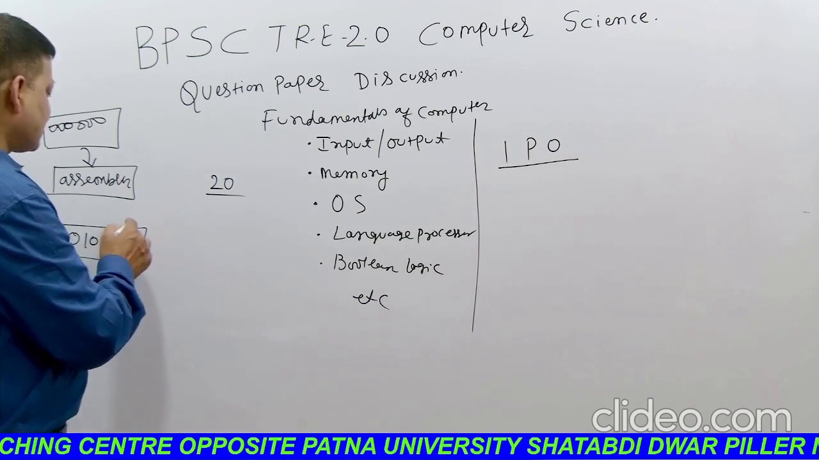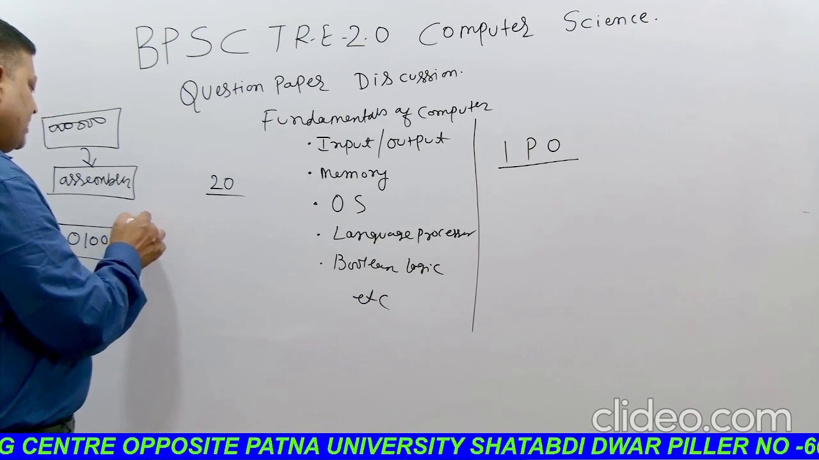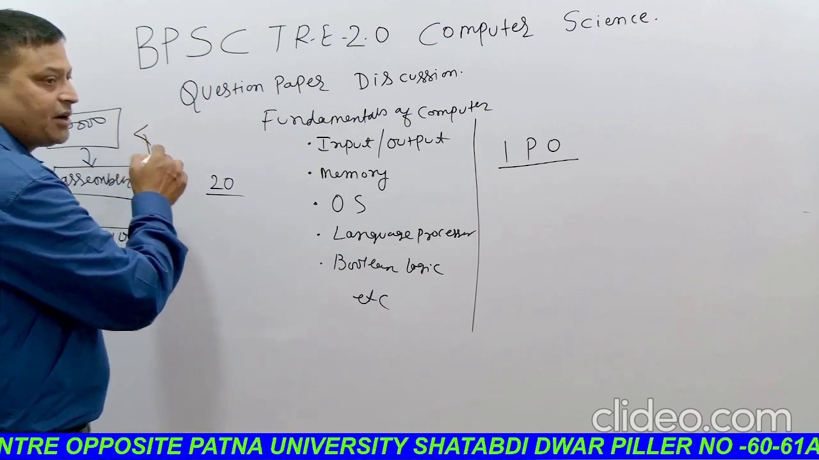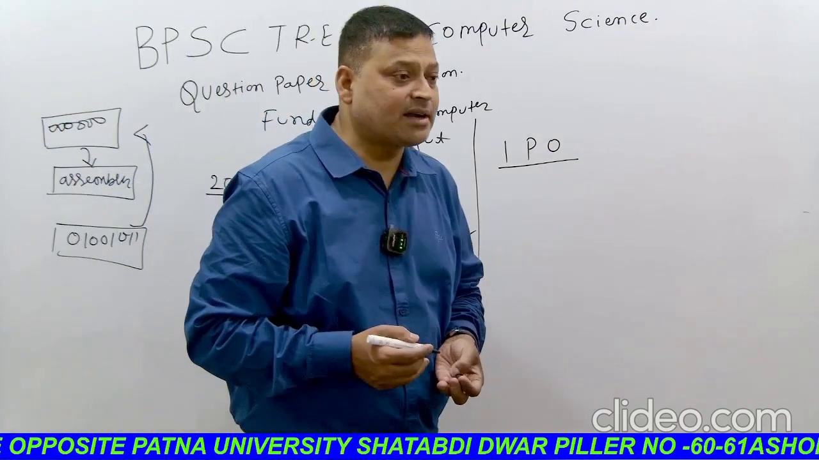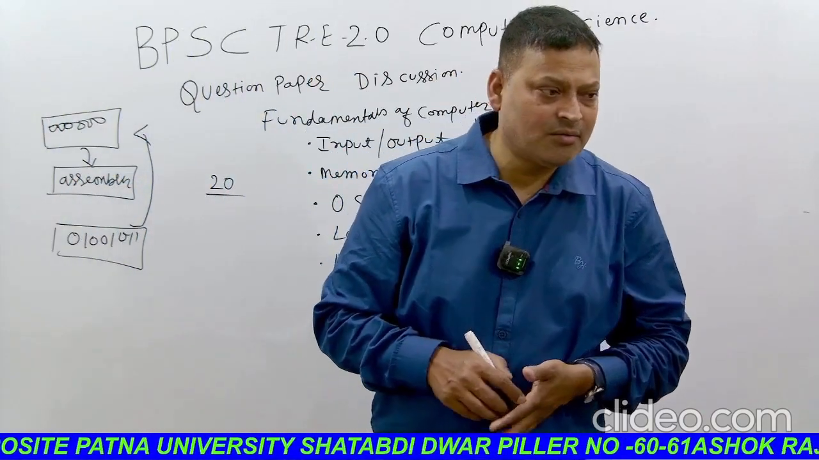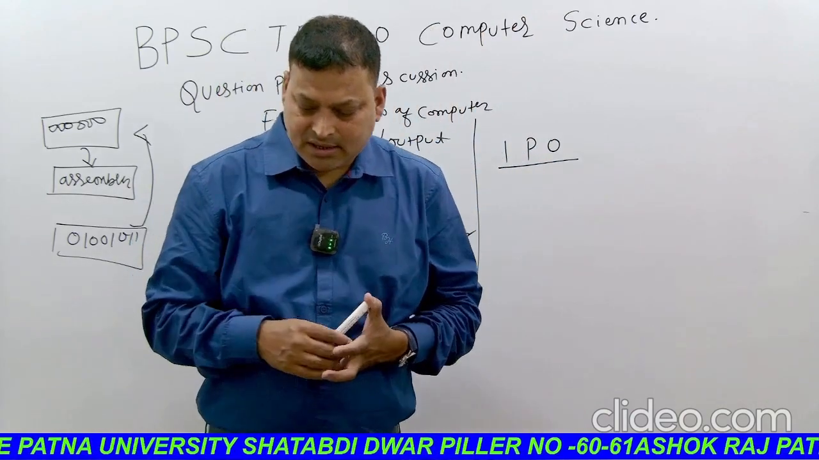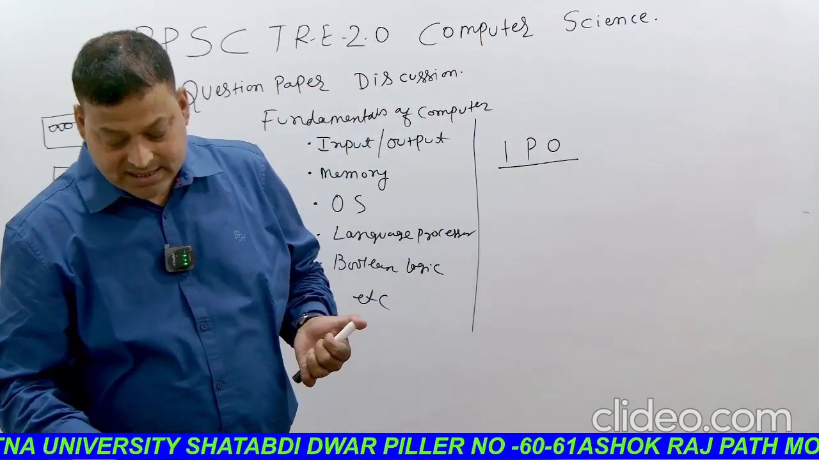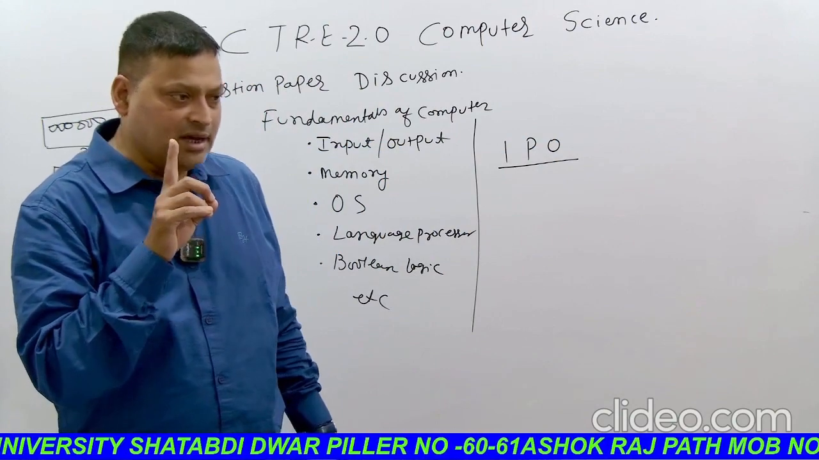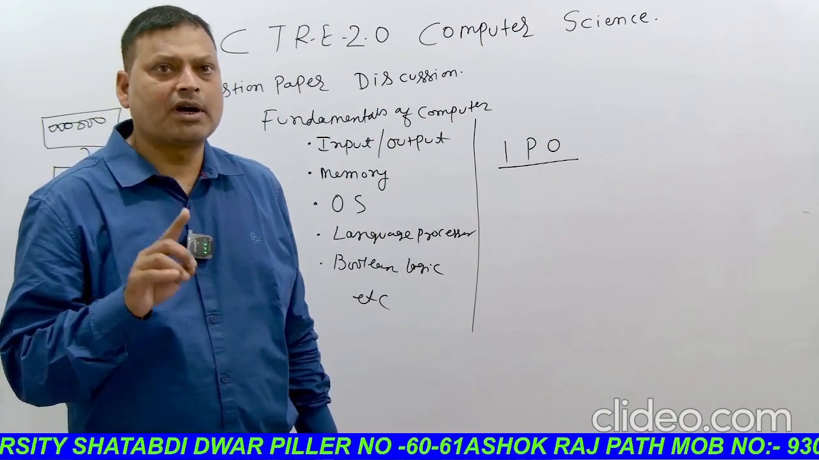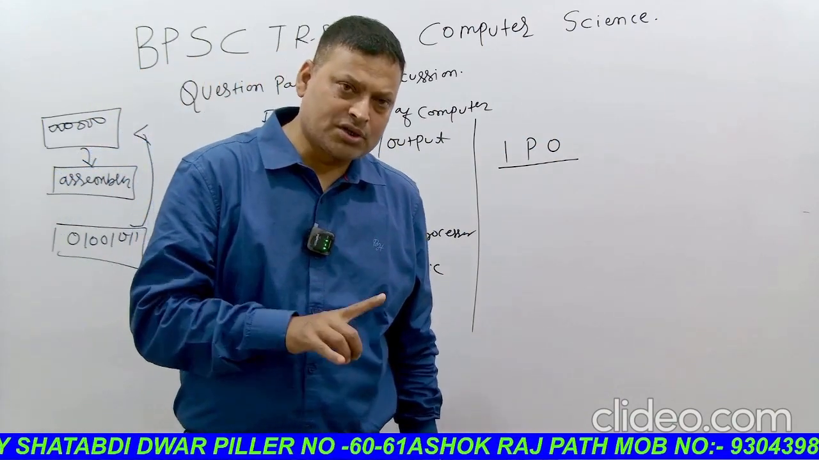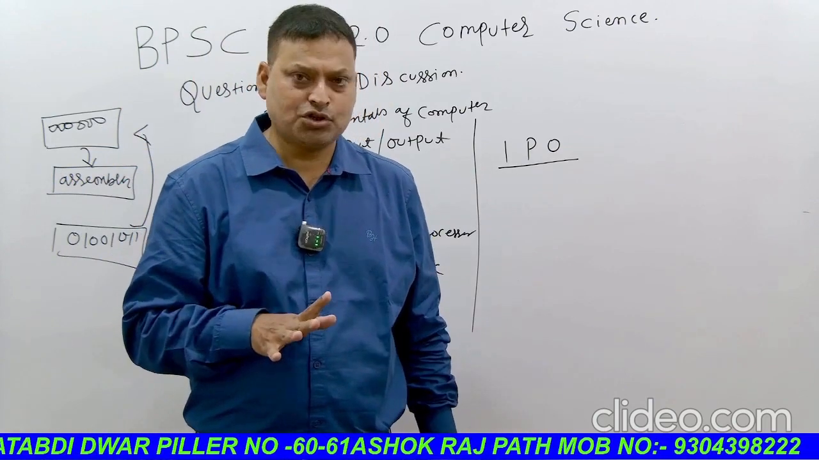Again, the assembler converts it back into mnemonic symbols so that the user can understand what we want to say. So this is the correct answer, assembler. Assembler is responsible for converting all the codes that are written in assembly level language.